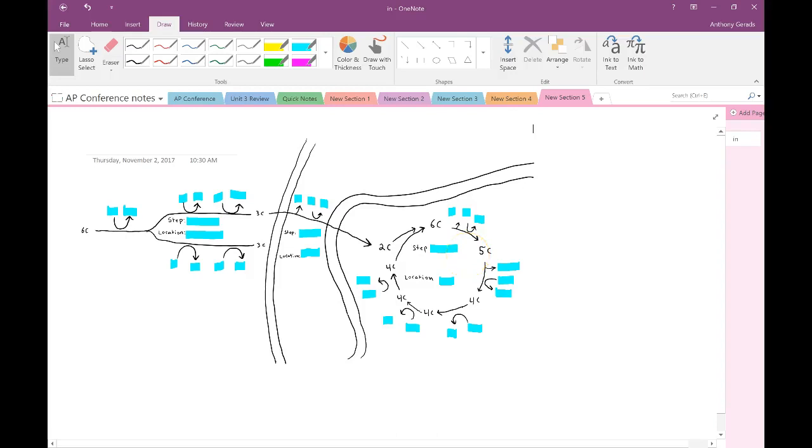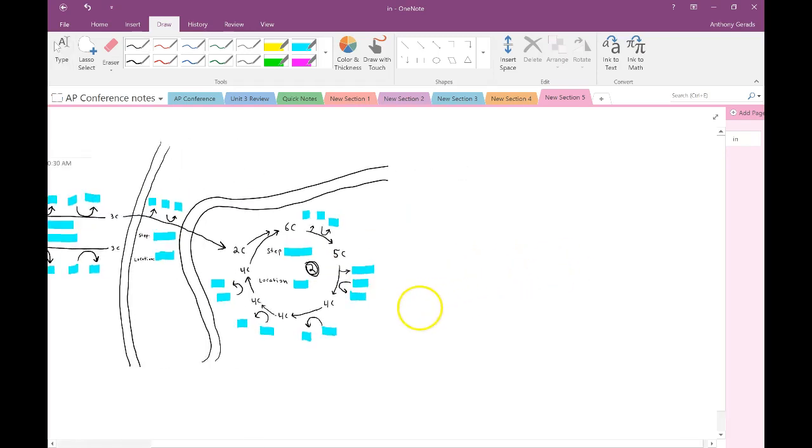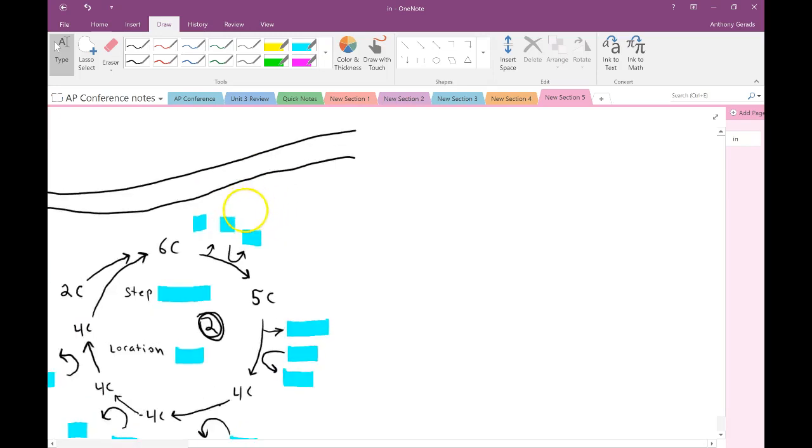Here's where we left off yesterday. If we were to number these steps, this step, glycolysis, would be step 1. Step 2, this citric acid cycle, would be this one right here. Now we've got to go to step 3.